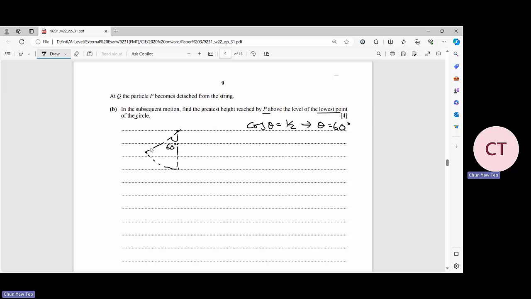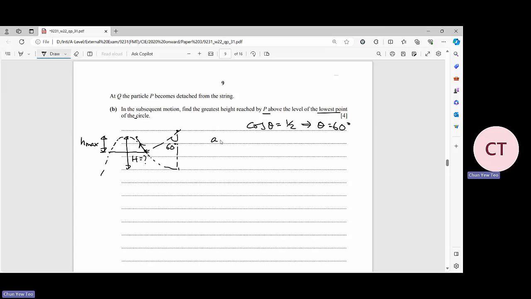So at 60 degrees, you detach and then you start to move in projectile motion. You will reach the maximum distance here. But at the end, you want to find the distance from here to here. When you are detached from the string, and you move this way, your v just now was square root of kag, right? But your v will become your u, because this is the second stage already.